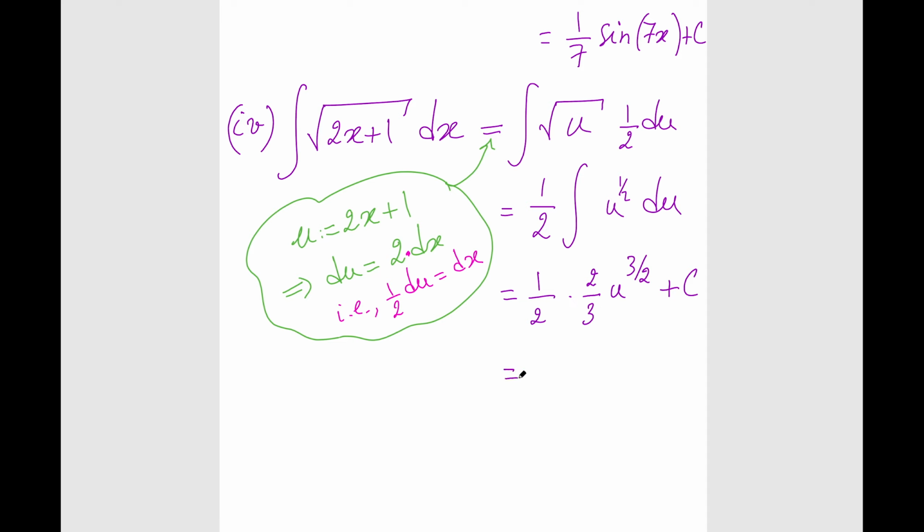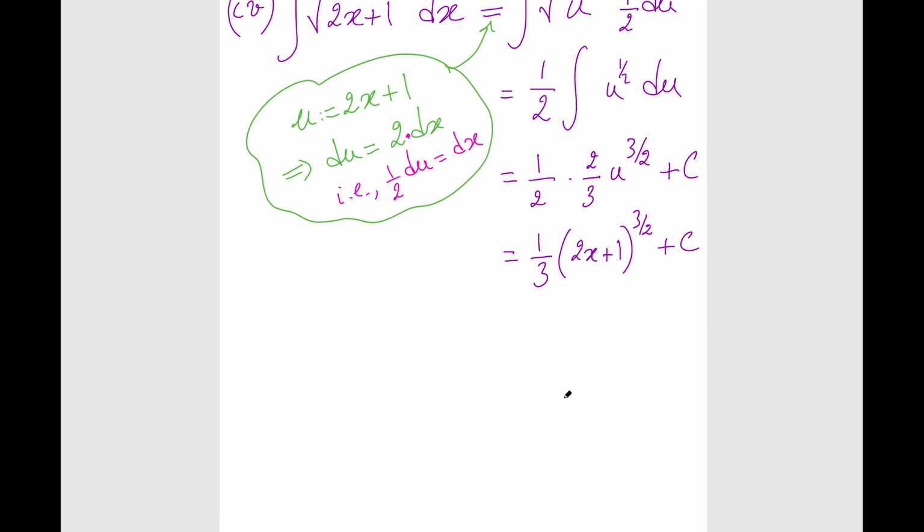And that's equal to, 2 and 2 cancel, 1/3 u to the power 3/2. But what's u? It's 2x plus 1, right? To the power 3/2 plus c. Makes sense? And if you would like to simplify the writing, because here 3 is bigger than 2, I can simplify that. This is the same as 1/3 times 2x plus 1 times the square root of 2x plus 1 plus a constant.